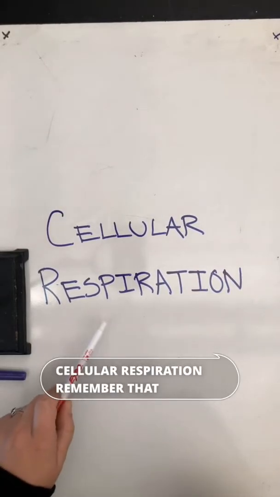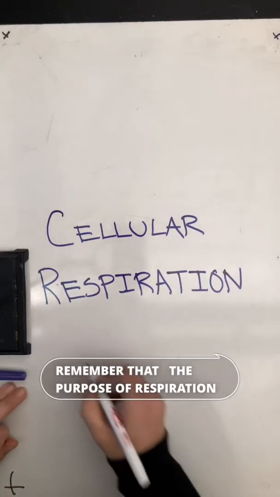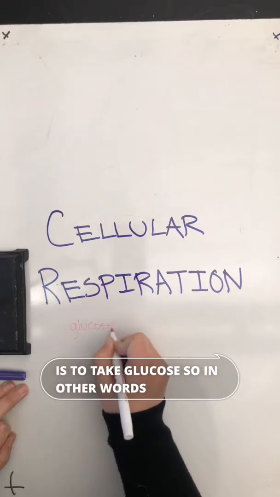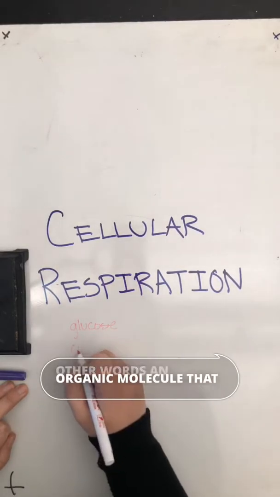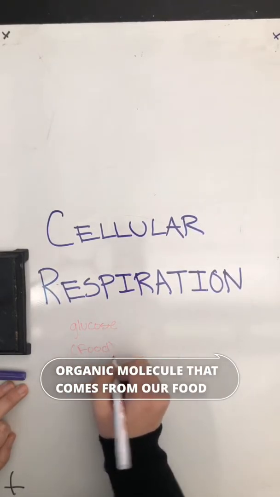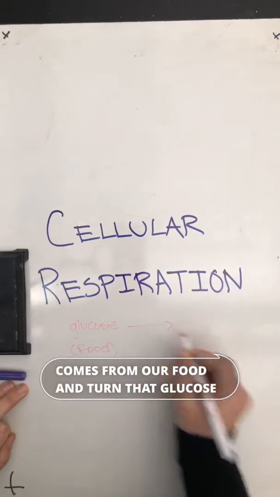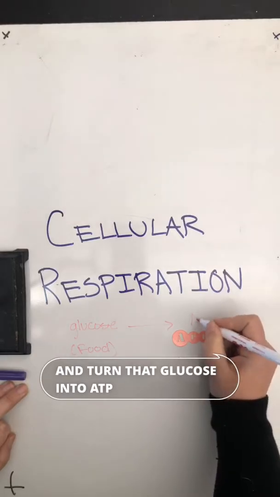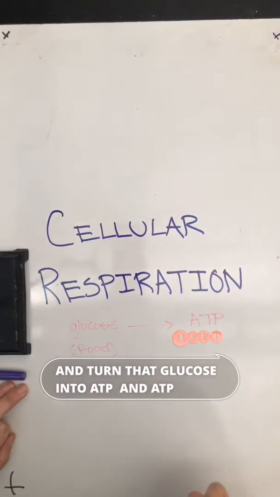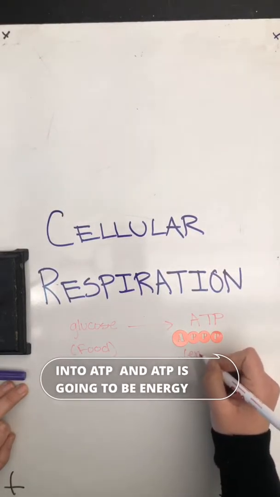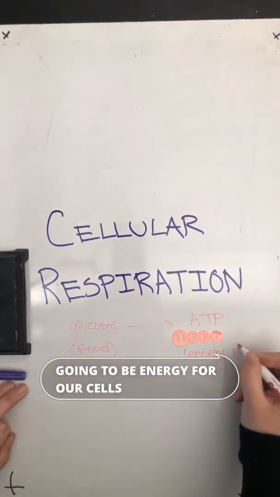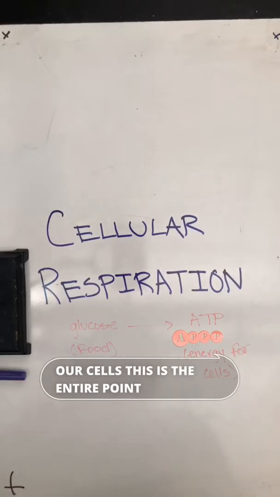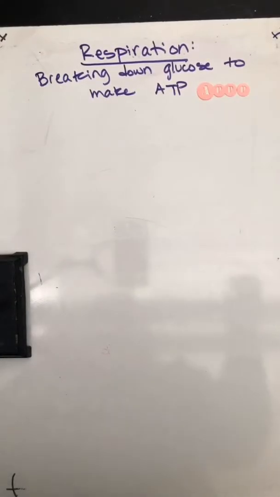So remember, the purpose of cellular respiration is to take glucose, in other words, an organic molecule that comes from our food, and turn that glucose into ATP. And ATP is going to be energy for our cells. So this is the entire point of cellular respiration.